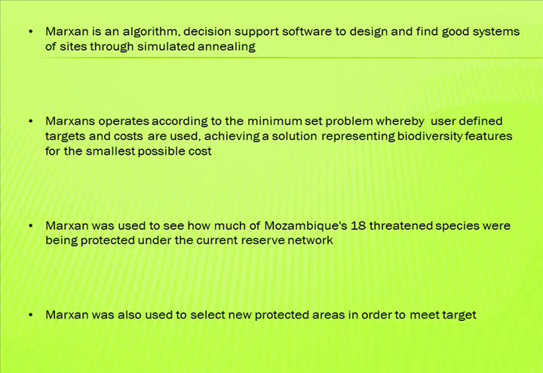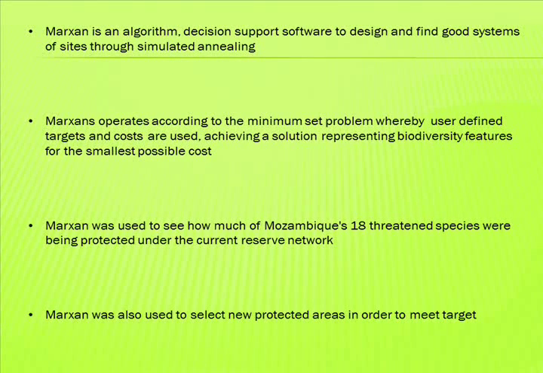Moving on to Marxan. Marxan is an algorithm decision support software to design and find good systems of sites through simulated annealing. Marxan operates according to the minimum set problem, whereby user-defined targets and costs are used, achieving a solution representing biodiversity features for the smallest possible cost.